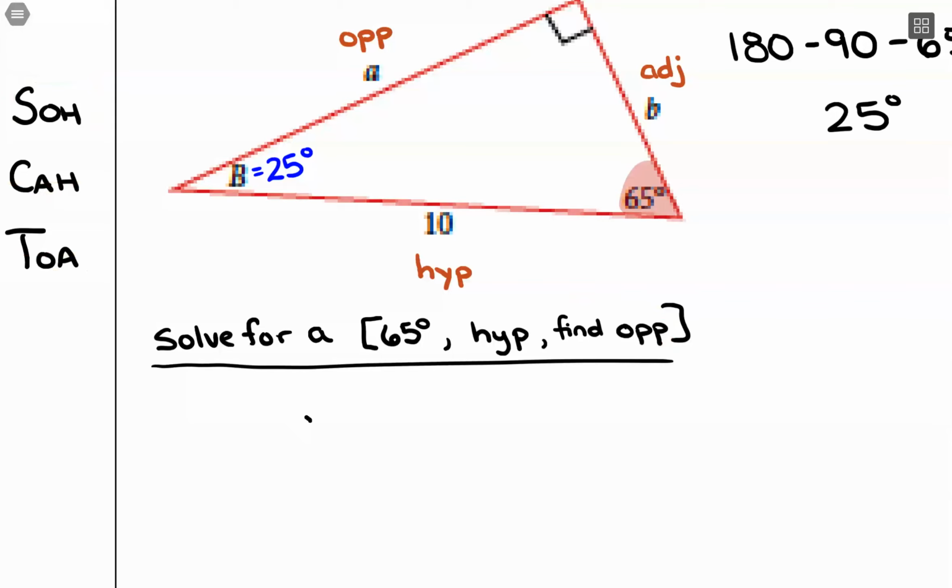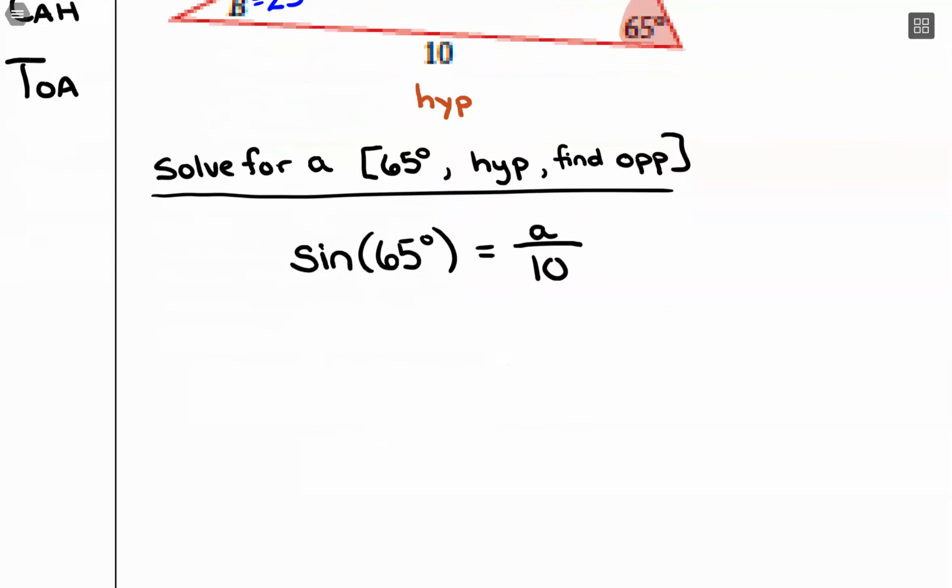So what I'm going to have is that sine of our measurement of 65 degrees is equal to opposite, which is our unknown value of a, over our hypotenuse, which we do know is 10. And what I want to do is solve for a. So I would multiply both sides by 10. What I'm getting is that a is equal to 10 times sine of 65 degrees.